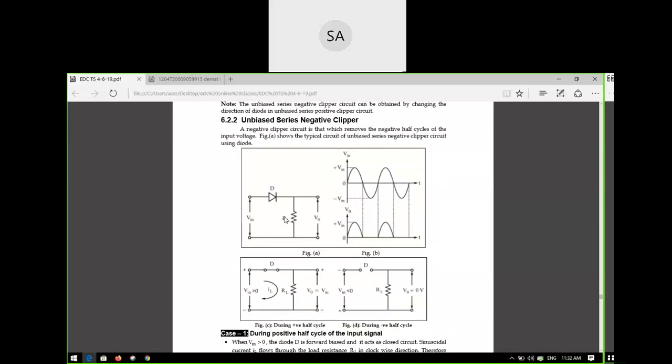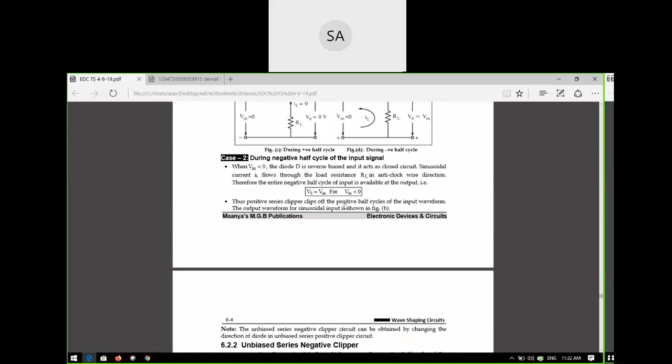Okay. So see in the next case. What is the unbiased series negative clipper? So what is the meaning of negative clipper? Tell me. So what is the meaning of this sentence, unbiased series negative clipper? Negative cycle is clipped off, sir. Very good. The negative half cycle is clipped off. And what is the series? What is the meaning of series here?